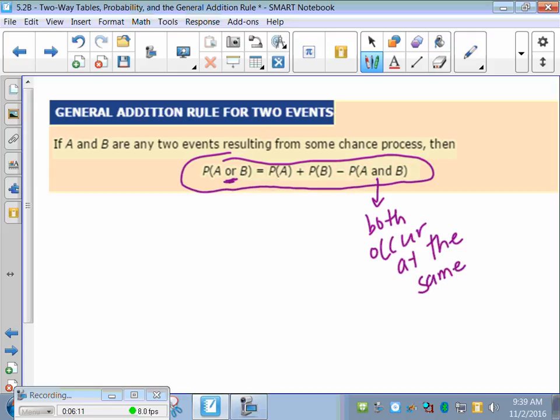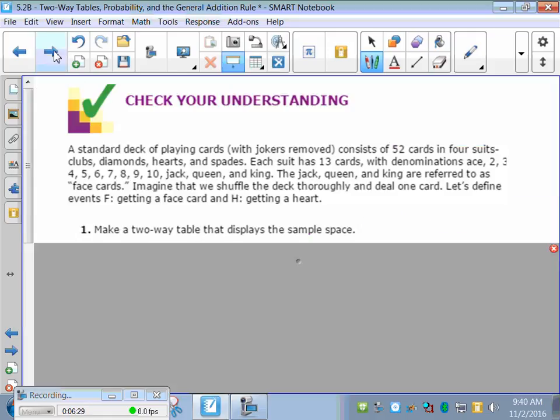If the events are mutually exclusive, do you have to do this part? No. If the events are mutually exclusive, what does this part equal? 0. There is no overlap. Okay, that's what we talked about yesterday. All right, so you guys are going to try these in your notes.